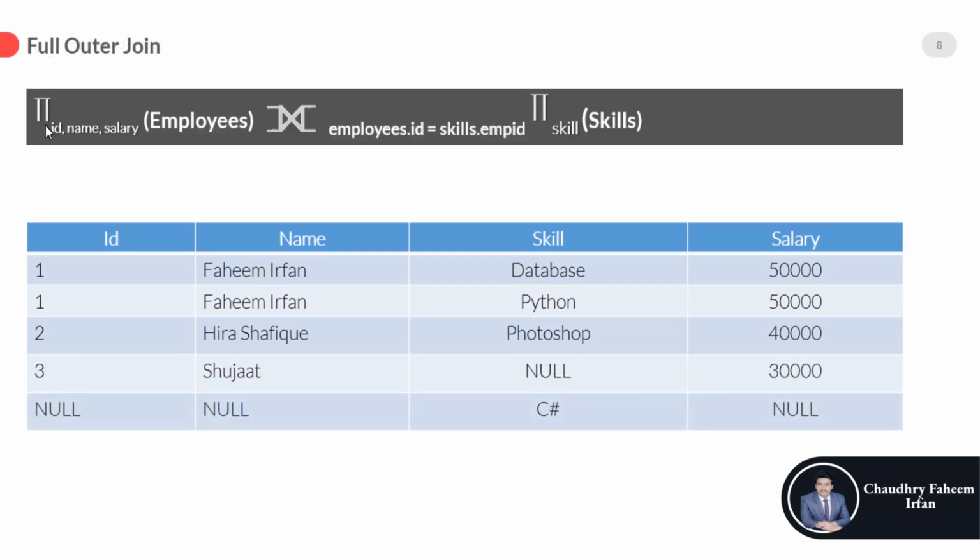For projection operation, pi, which is the sign of projection, ID, name, salary, which are the column names from employees table, and here is the symbol for full outer join. And now we are going to select all the records from the left table and also from the right table if there is no matching from right over left. Regardless, all records will be selected.